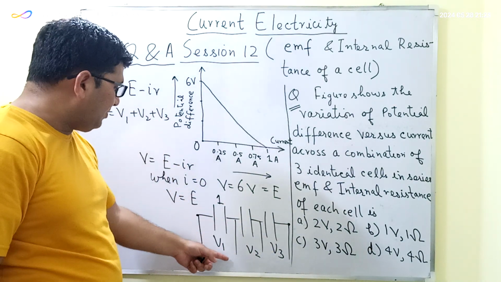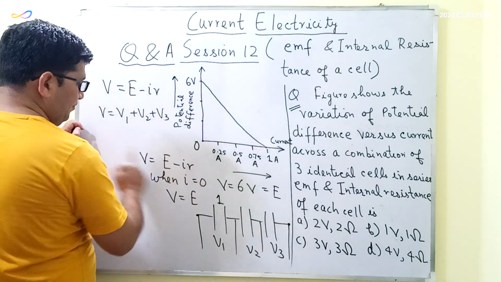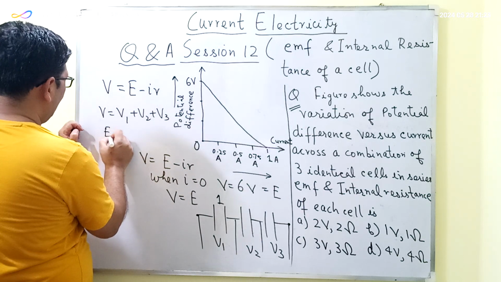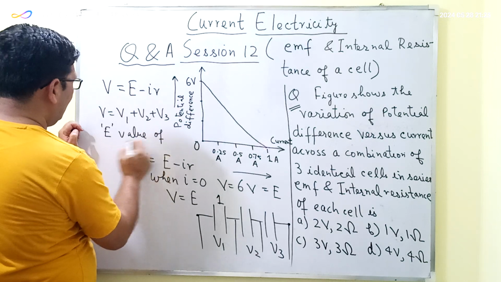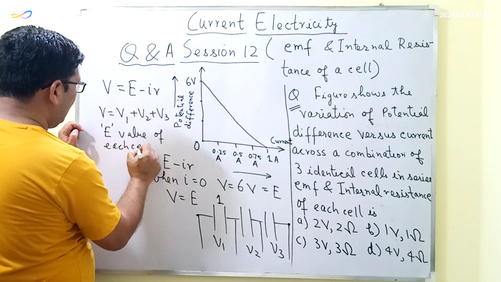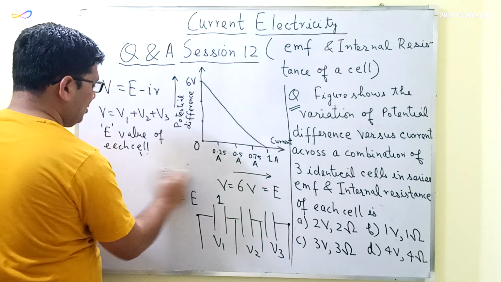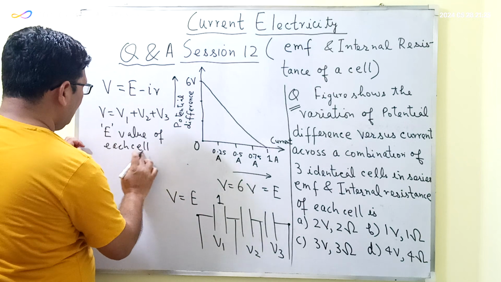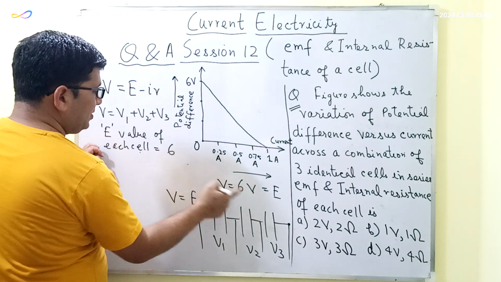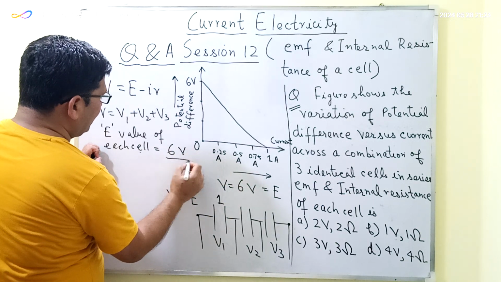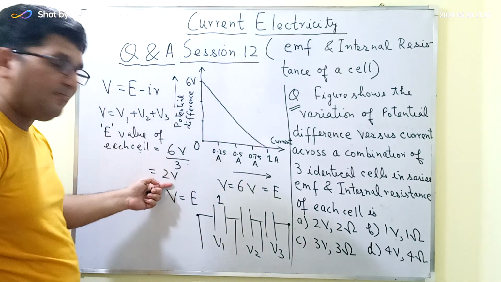Now this series combination consists of three identical cells which are connected in series. So the EMF value, that is the E value of each cell, will be equal to 6 volt divided by 3, which is equal to 2 volts.